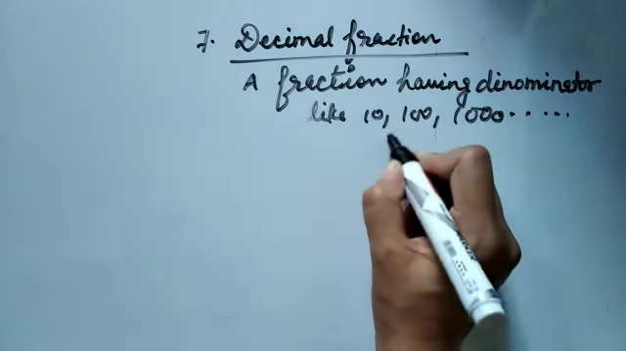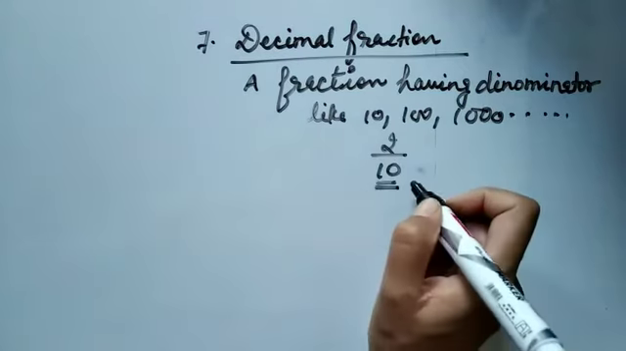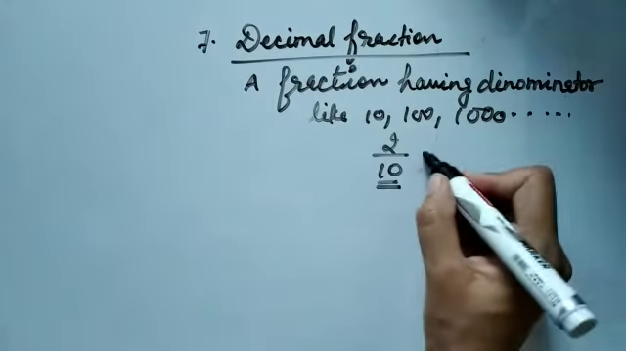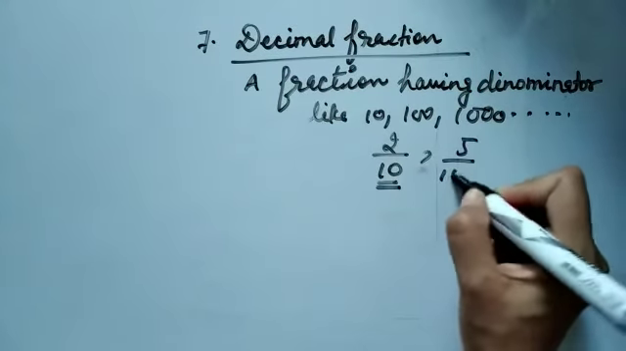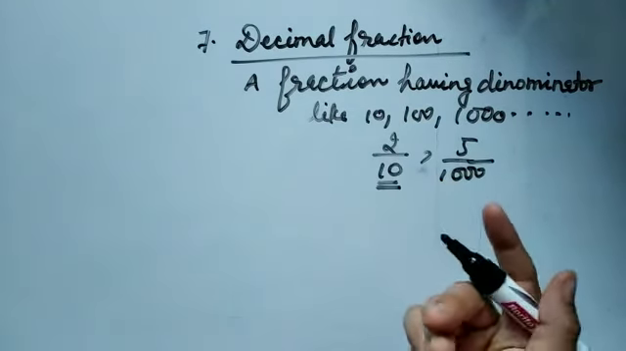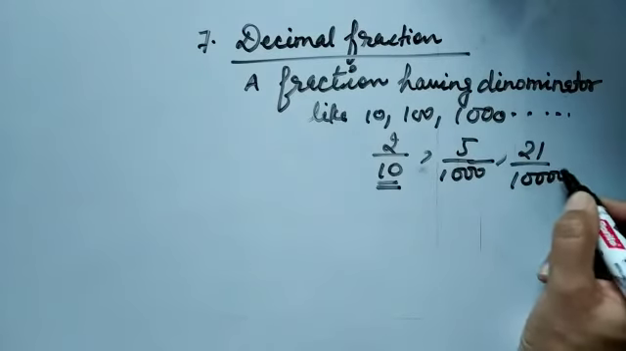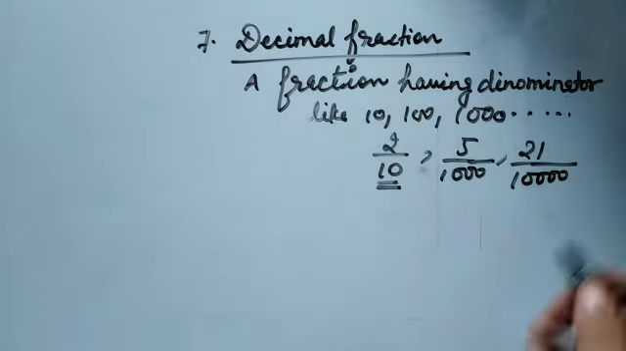For example, 2 by 10. Denominator is 10. So this is decimal fraction. 5 by 1000. Denominator is 1000. So it's a decimal fraction. 21 by 10,000. It's a decimal fraction. So these are the example of decimal fraction.